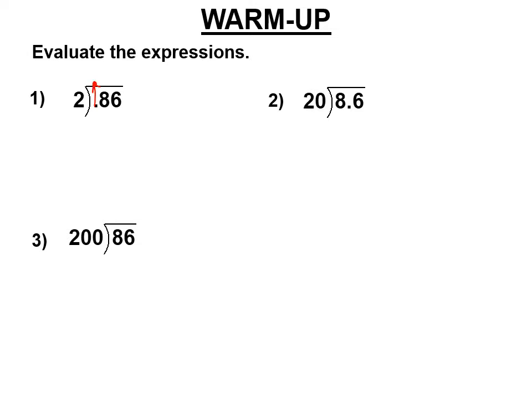Decimal straight up, 2 goes into 8 4 times. 2 times 4 is 8, remainder 0. Bring down the 6, 2 into 6, 3 times. Remainder 0, so this is 0.43 or 43 hundredths.